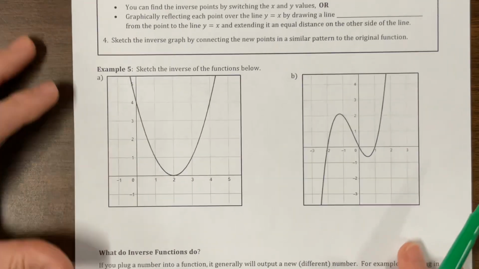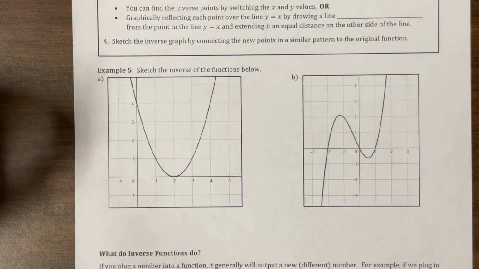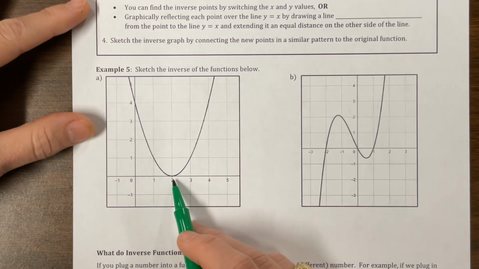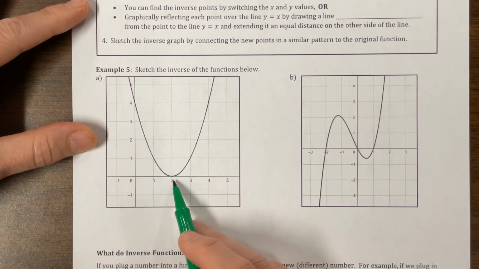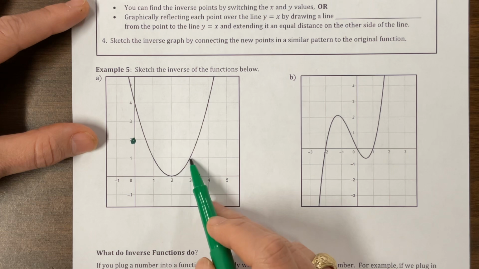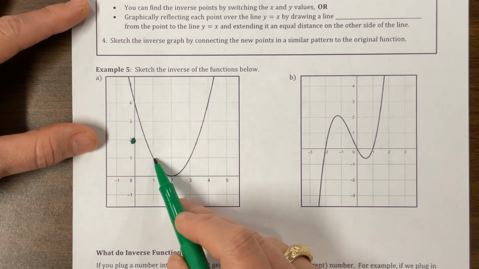Sketch the inverse of this. Well, here's how. I don't know that they're going to make you do this, but here we go. This is the point 2, 0, so I need the point 0, 2, which would be here. I see the point 3, 1 and 1, 3.